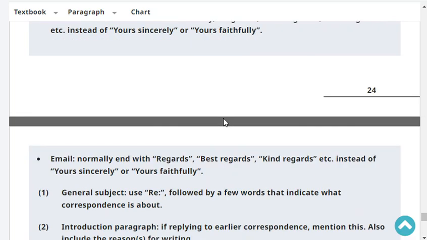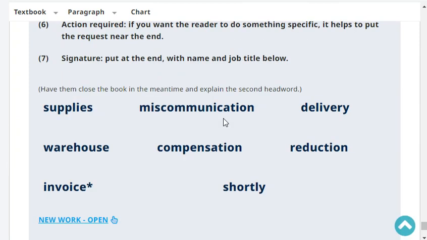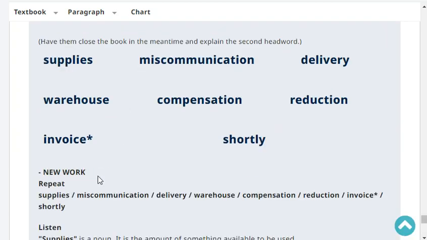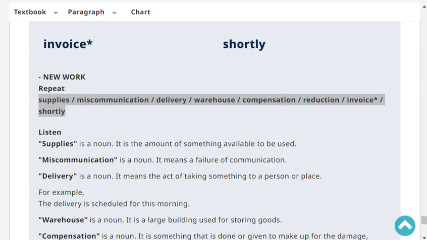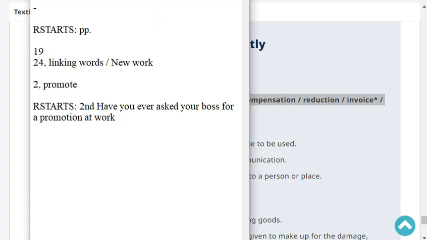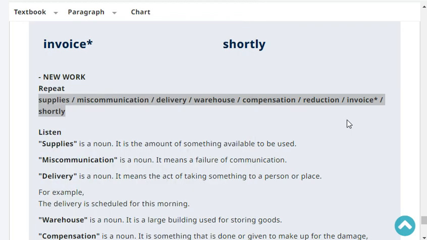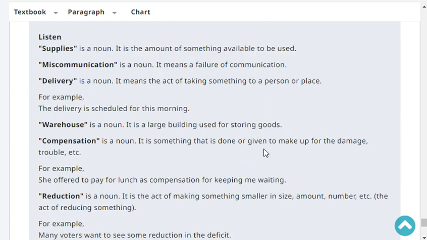Very good. Okay, so that's the end of our revision. Let's continue with new work. So let's start again. Repeat: supplies, miscommunication, delivery, warehouse, compensation, reduction, invoice, shortly. Very good. Okay, listen.